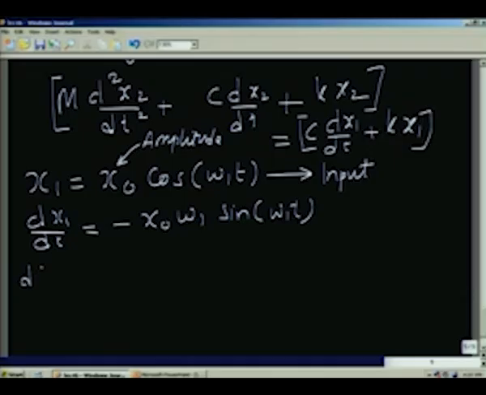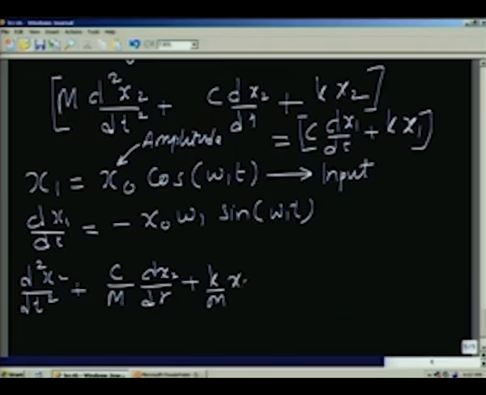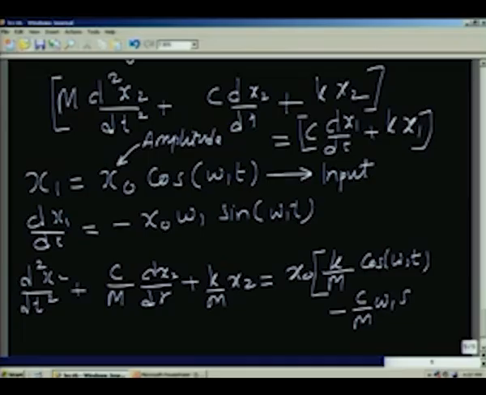So, I will have d squared x2 by dt squared plus c by m dx2 by dt plus k x2 divided by m equal to, dividing throughout by m, x naught, and I will take out as a common factor k by m cos omega 1 t minus c by m omega 1 sin omega 1 t.